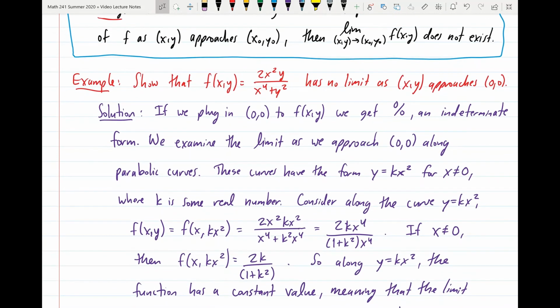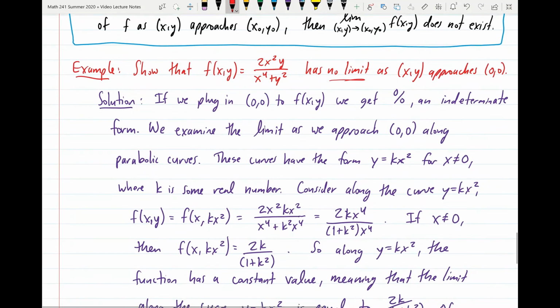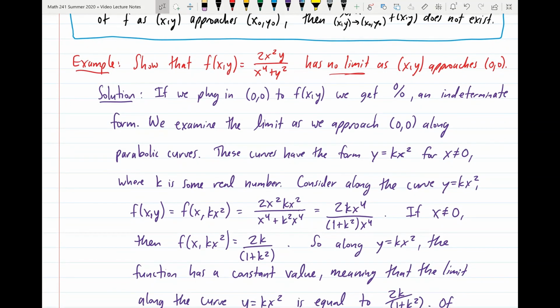So let's give an example where we are using this test. We want to show that the function f of x, y equals 2x squared times y divided by x to the fourth plus y squared has no limit as x, y approaches the origin, or the point 0, 0. So we want to find two different paths such that when we approach the origin along these two different paths, our function has a different limit along the different paths.